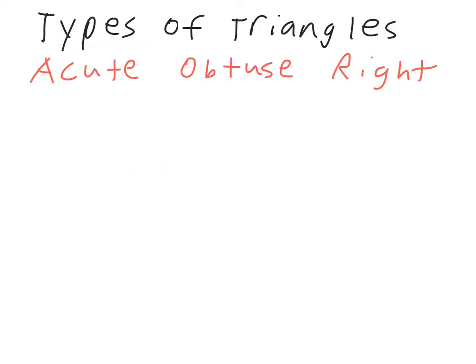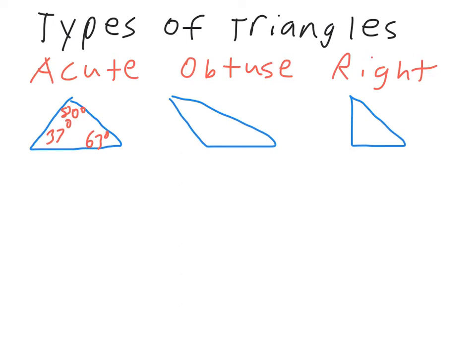First we're going to talk about types of triangles. So first we have acute, obtuse, and right triangles. Now, I know you know what acute angles, obtuse angles, and right angles are, but now we're going to talk about acute triangles, obtuse triangles, and right triangles. First of all, I want to say, ignore my drawings. I'm not a very good artist.